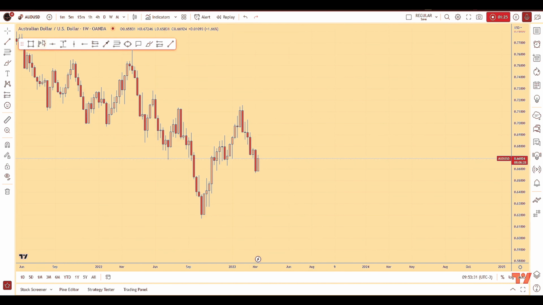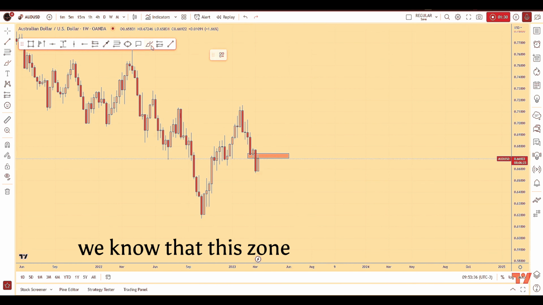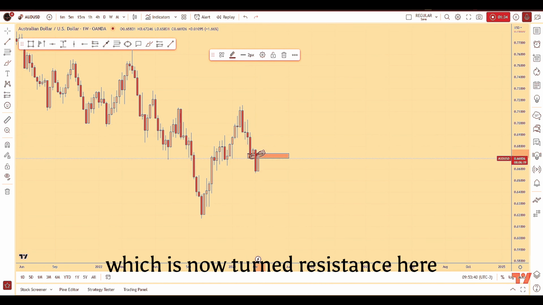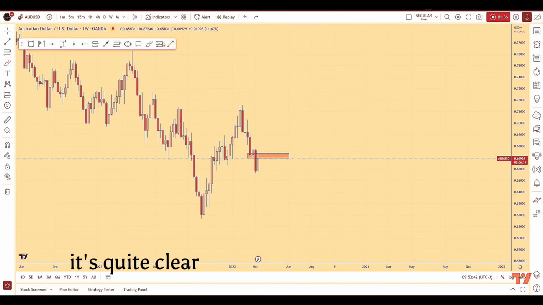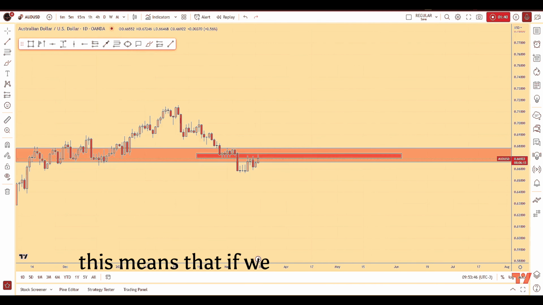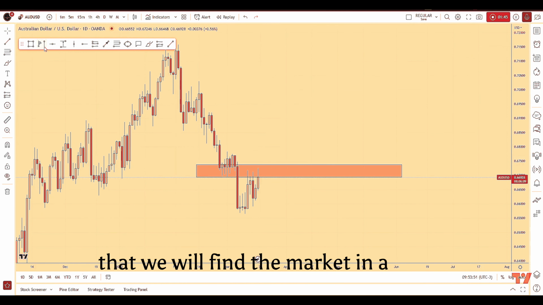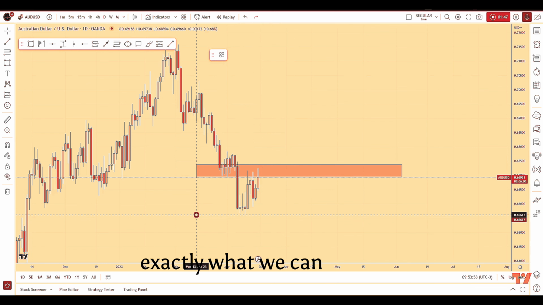Now here on the weekly, we have a market which at the moment is testing resistance. We know that this zone is previous weekly support, which is now turned resistance here. So immediately, it's quite clear that the monthly has support, but the weekly has resistance. This means that if we go down on the daily, there will be a good probability that we will find the market in a range, which is in fact exactly what we can see here.